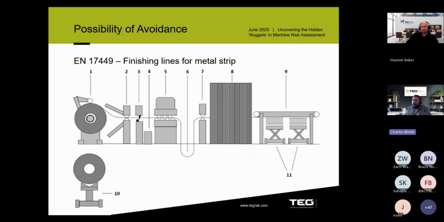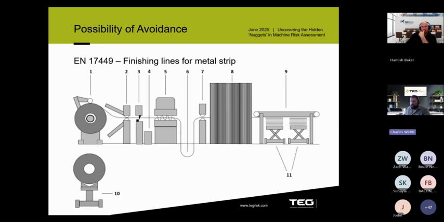So here's another example. This is EN 17449. These are finishing lines and metal strip. Essentially we have a big coil on the far left, and as you can see in the diagram, we go through all the processing and then we go out to stacking at the other end. There's a decoiler, feeders, cropping and shearing, straightening, forming. So there's a whole bunch of drawing in, nip and crush, shearing, pressing hazards, and all of those are present on this line. And yet this one Type C standard covers them all.